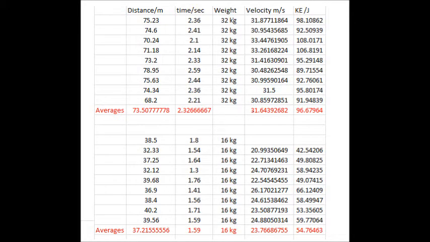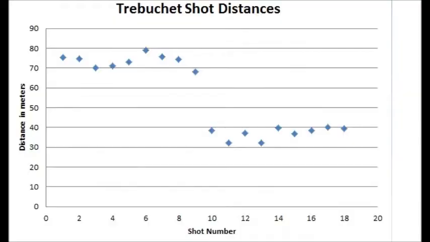We collected the data and performed calculations on a series of test shots. We did 10 shots with 32 kilograms and 10 shots with 16 kilograms as the counterweight, and calculated our velocities and our kinetic energy levels per shot. We then created a chart plotting the distances for each shot in a side-by-side comparison so we could see the differences.